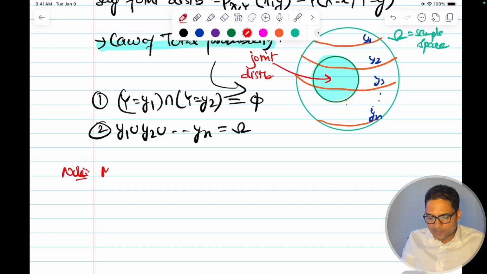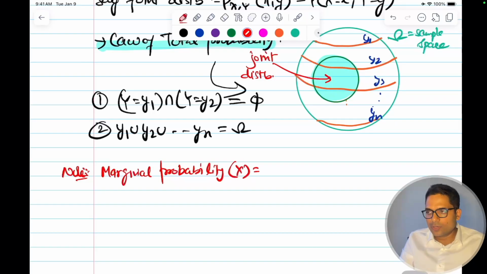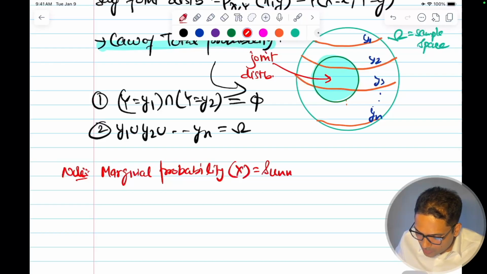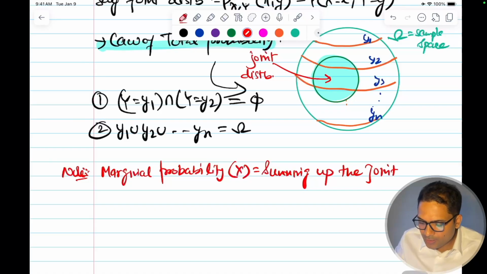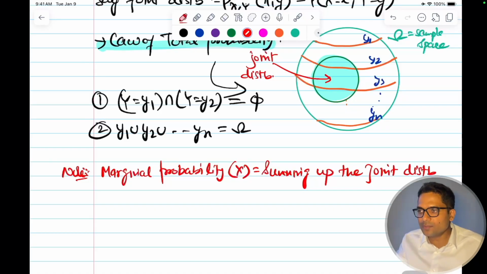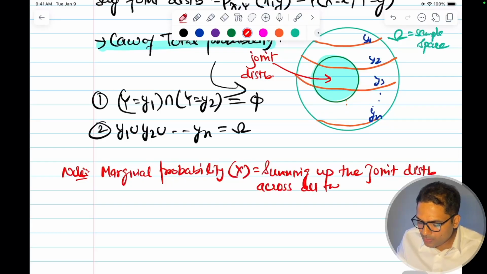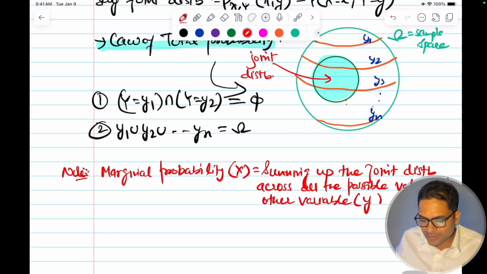Marginal probability, so here x is equal to summing up the joint distribution across all the possible values of the other variable, in this case y.